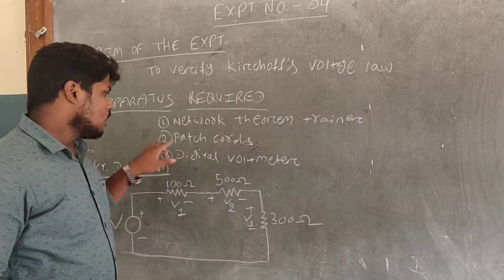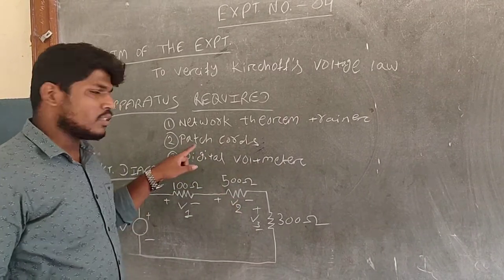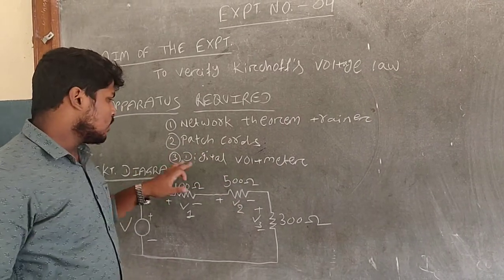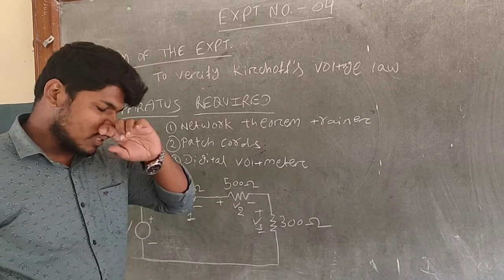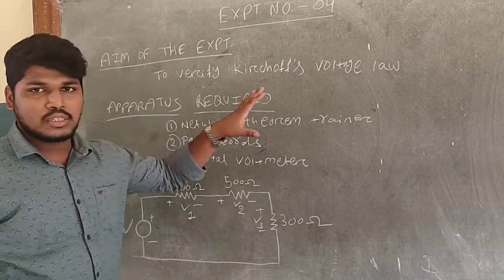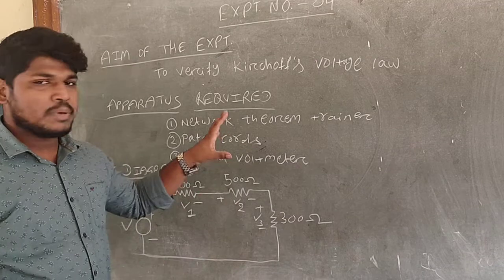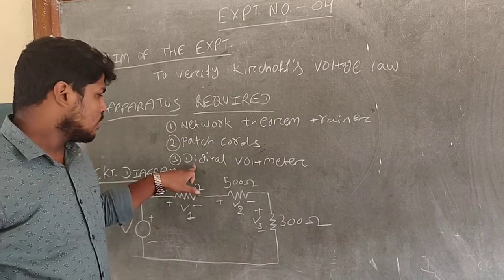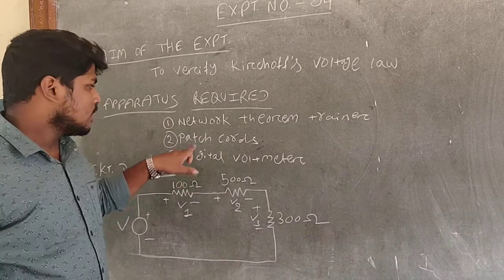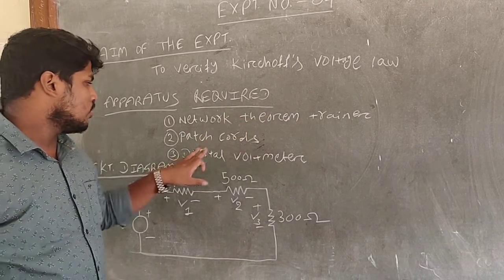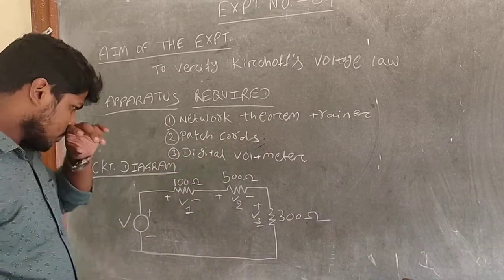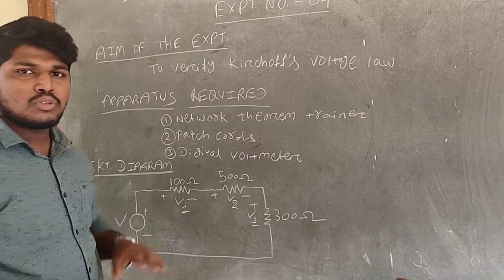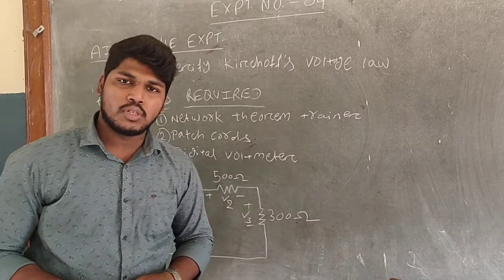Second, for the connection we need patch cords, and third, we need a digital voltmeter. In Kirchhoff's voltage law we will verify the voltage, that's why we need a voltmeter, and this voltmeter is connected to the trainer kit by patch cords. Okay. So now we should know what is Kirchhoff's voltage law.